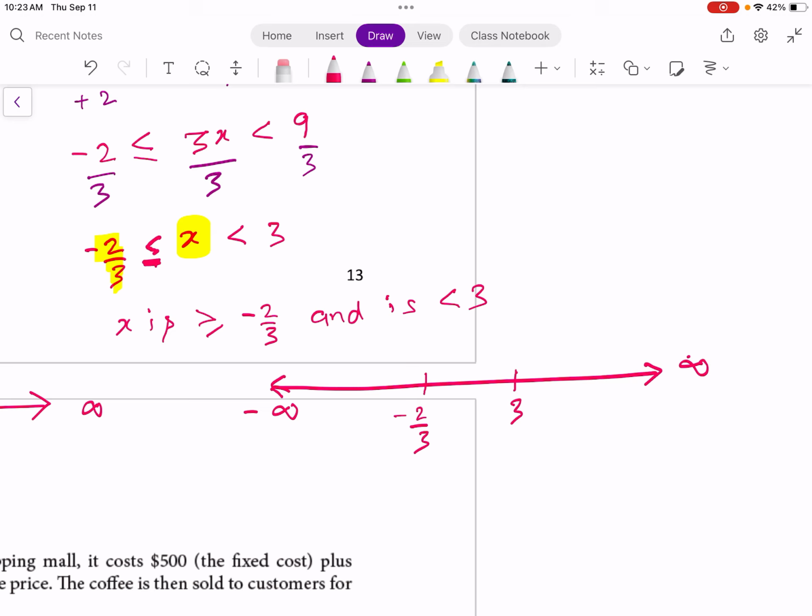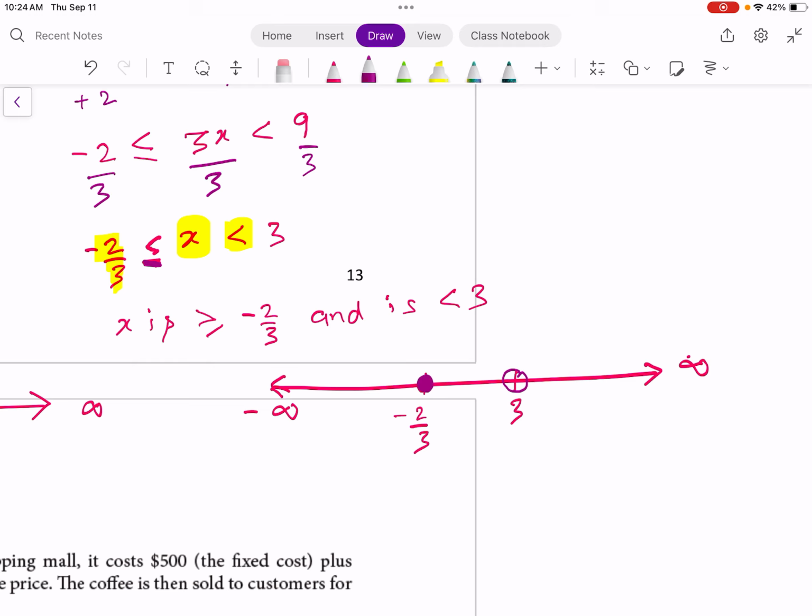So we use a closed circle at negative 2 over 3, and it's because we have an equals to sign here. So x is greater than or equals to negative 2 over 3, and because of that equals to, we use a closed circle. Now what about positive 3? Is positive 3 a solution for this inequality? It's less than 3 but not equals to 3. So here we don't have an equals to sign, so you have an open circle at 3.